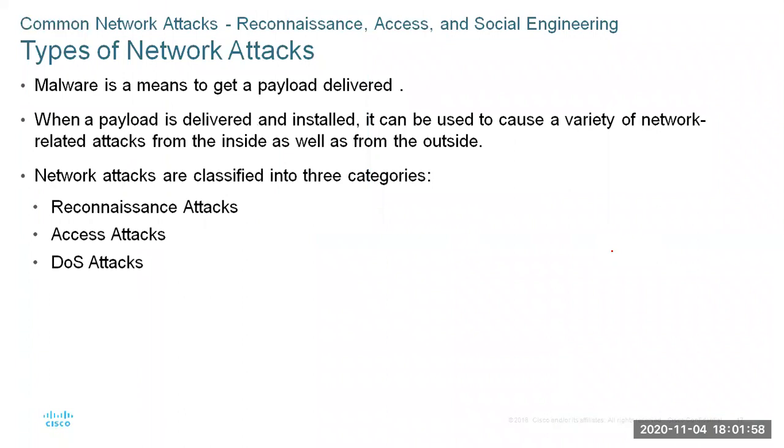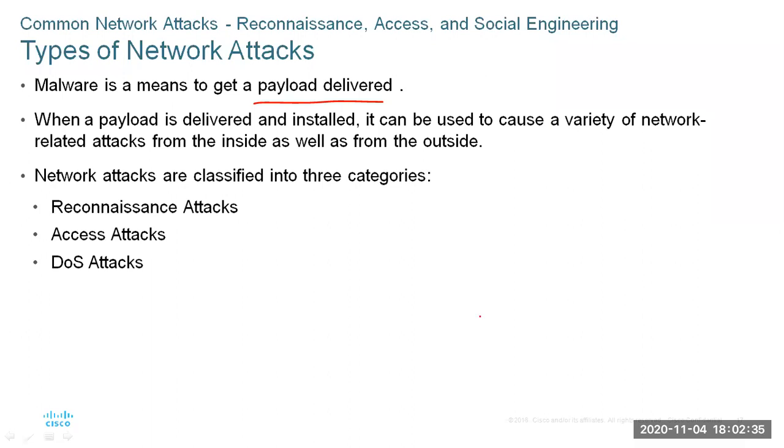Now, there are some types of network attacks. Malware is a means to get the payload delivered. It can use ransomware to deliver the payload. It can use a Trojan, a virus, a worm, or spyware. It can use any of those tools to deliver the payload. But when the payload is actually delivered and installed, it can be used to cause a variety of network-related attacks.